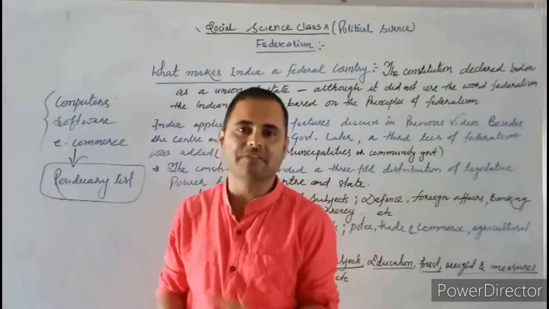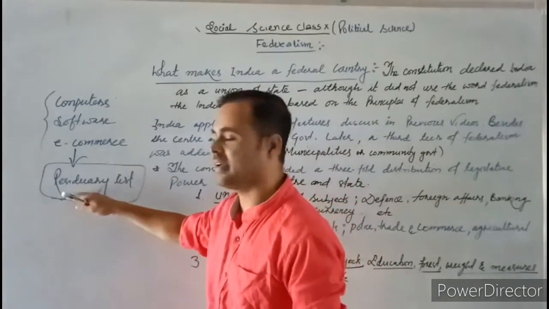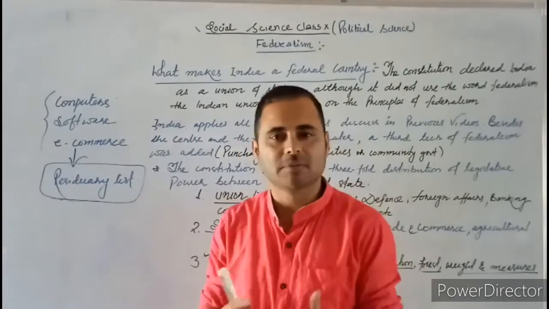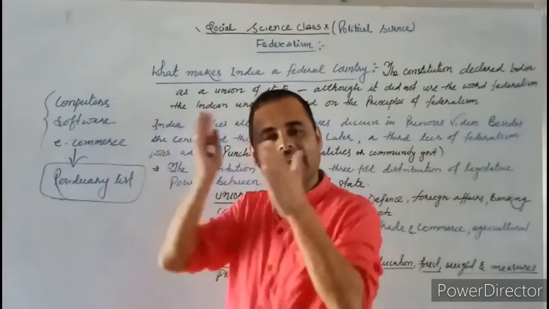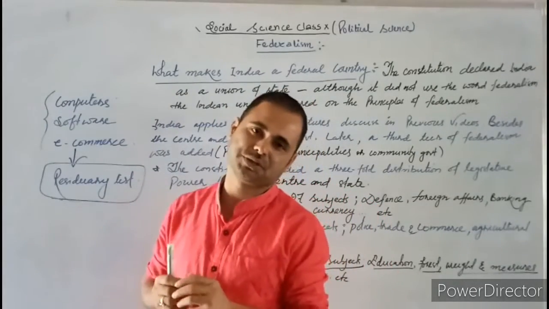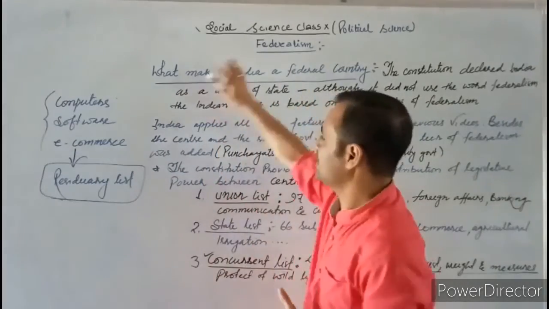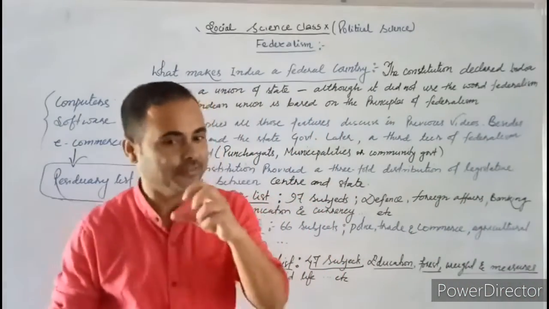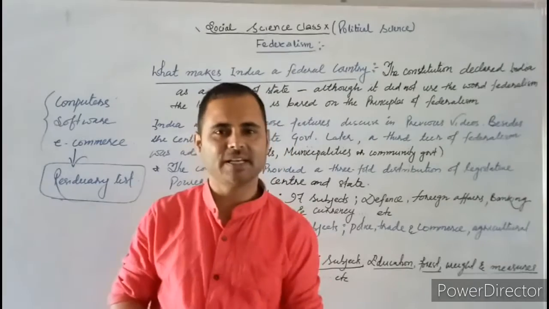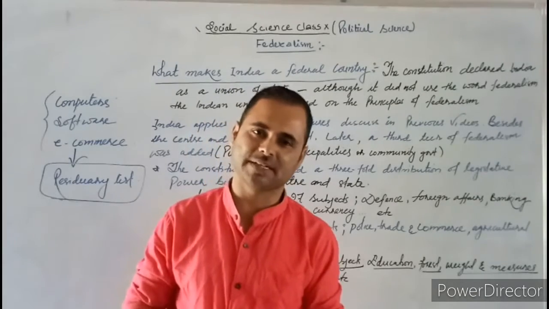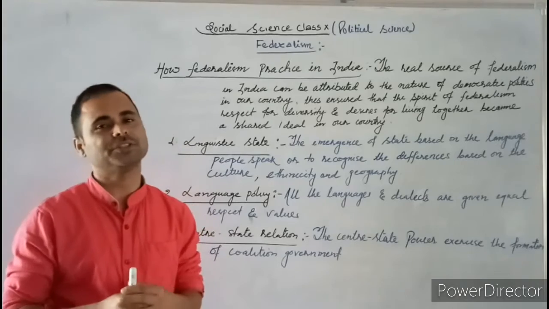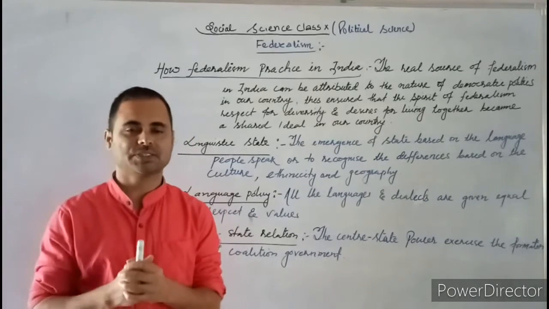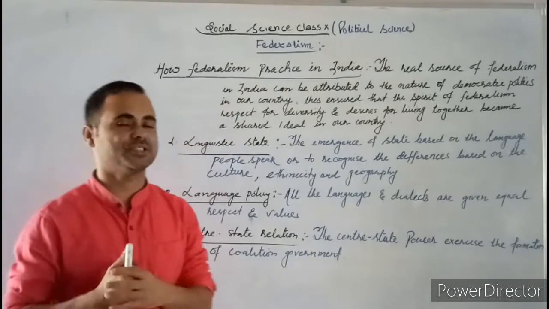So all these affairs are classed or categorized in the residual list, and these are looked after by the union government as suggested by the Constitution. So this whole thing makes India what? A federal country. If it is so, then let us see how federalism is practiced in our country. That's how all these features make India a federal state. Then let us try to understand how federalism is practiced in India.